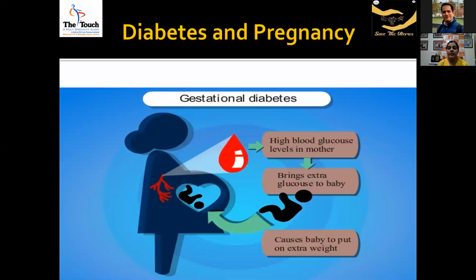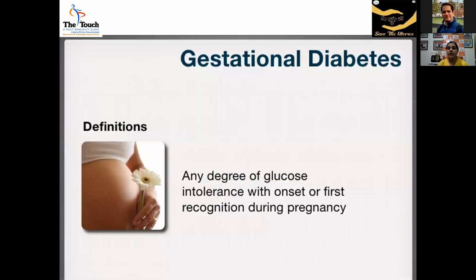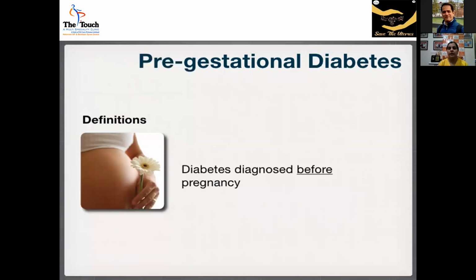If you develop diabetes during pregnancy, that is known as gestational diabetes. That is high blood glucose levels in the mother. Now these high blood glucose levels, they go to the baby and they bring extra glucose to the baby. As a result, baby gains unhealthy weight. Any degree of glucose intolerance with onset or first recognition during pregnancy is called gestational diabetes. So what is pre-gestational diabetes? That is diabetes diagnosed before pregnancy.